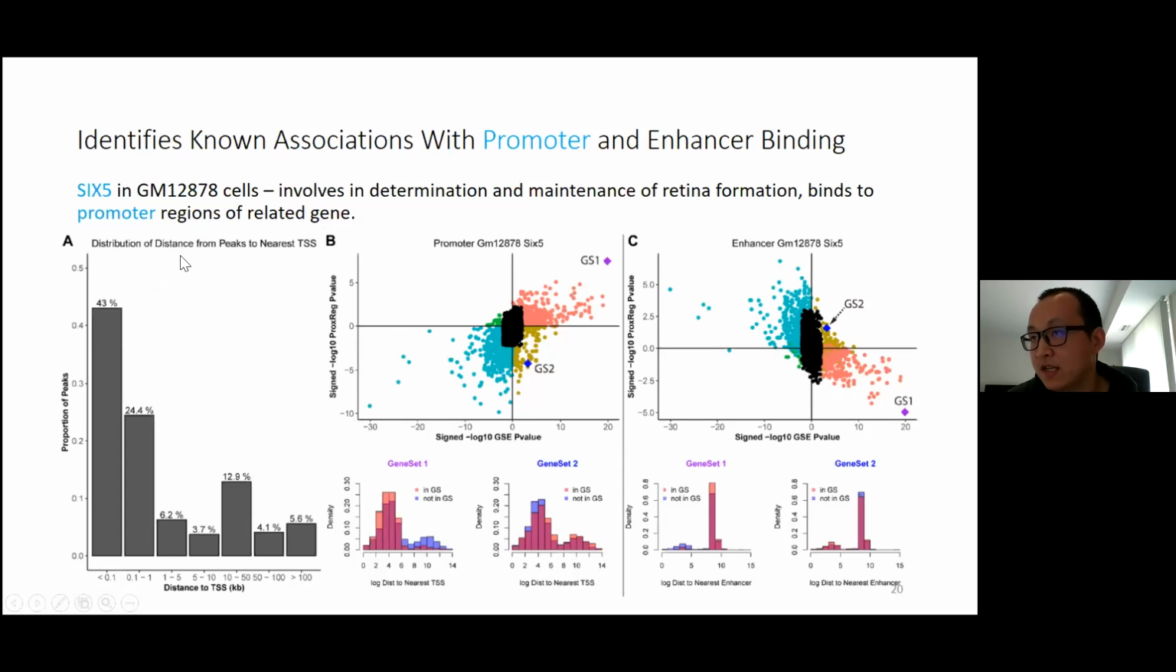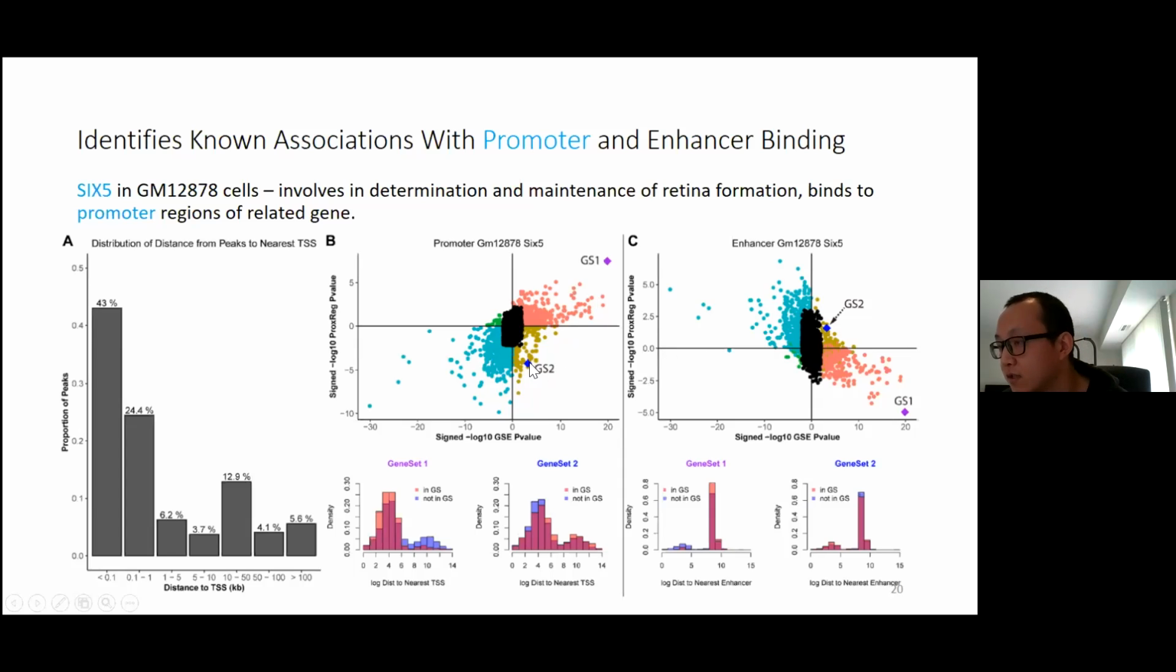Figure A here is the distribution of distance from peaks to the nearest TSS for this data set. We can see a clear peak here, which represents that those peaks are very close to the TSS. Here is the promoter result of this data set, and here is the enhancer result. We can see a lot of genes in here, but in the enhancer results they flip over to this region, which means that those genes tend to be bound near the TSS and far away from the enhancer.